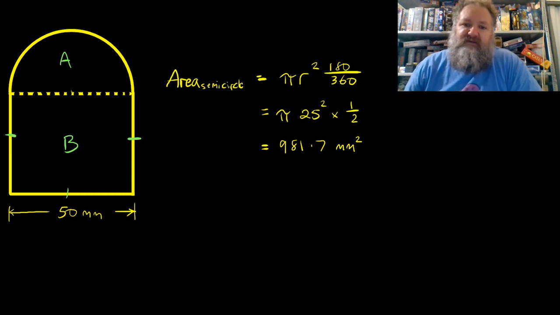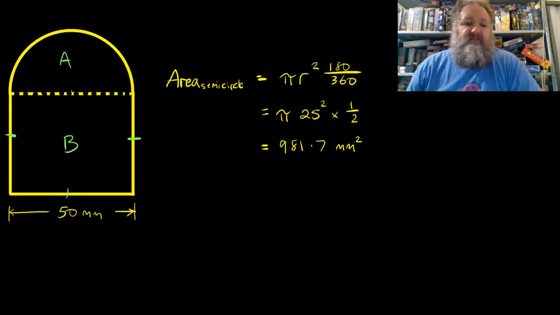So I have then substituted in the next line here. I have my value of pi, my radius over here. Well, I have a width of 50 millimeters, which means that my radius from the center of my circle to the outside edge is half of that distance. So it will be 25 squared, and my 180 over 360 becomes a half. When I calculate that, I get 981.7 millimeters squared. The unit value, if we're doing area, will always be squared. Very important to remember that.